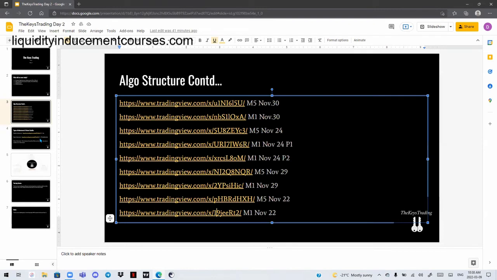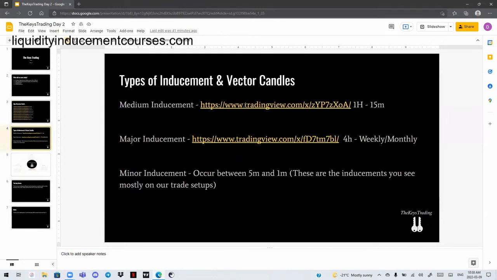Now you have different types of inducement. The structures that you look at play a big part in the type of inducement. On the 1 hour to the 15-minute, they're considered medium inducement, so they don't last for long. It's not for a long time, it's just medium. The major inducement.